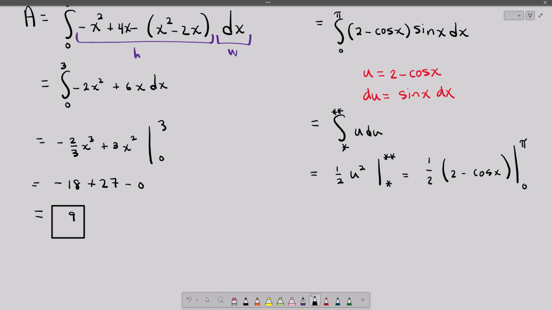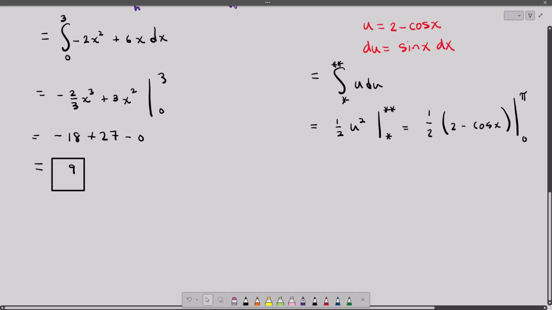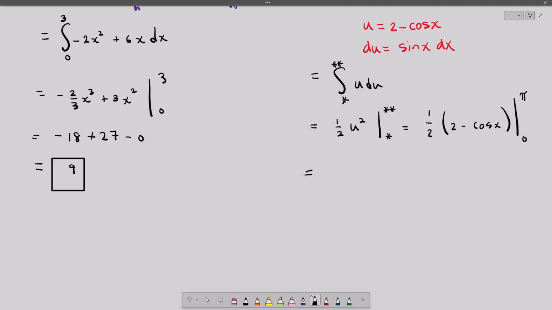So we replaced this with u. We replaced that with du. The integral of u is u squared over 2. And then we replace the u back to the x's. Now we just evaluate. If you plug in pi right there, so we have 1/2 2 minus, what's cosine of pi? -1. Cosine pi, -1. So that's -1, so that's going to be +1.